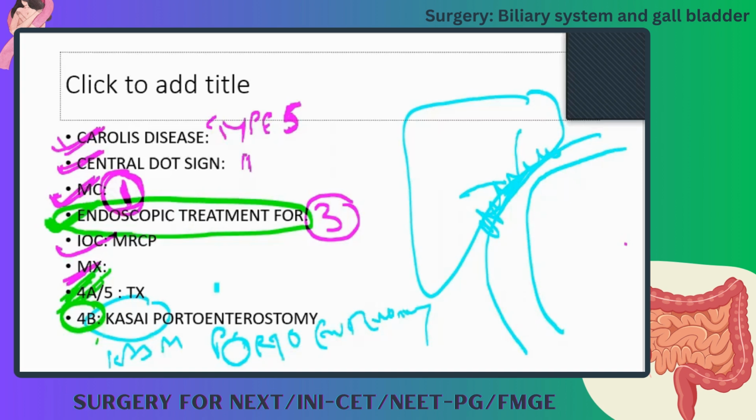You understood, right? Because the entire extrahepatic tree is diseased, we will remove it completely, and we will just take the bowel and attach it to the liver surface, the portal plate. So it is portoenterostomy. Okay? Clear? Yes, sir.